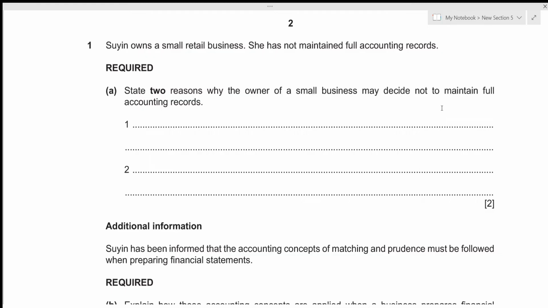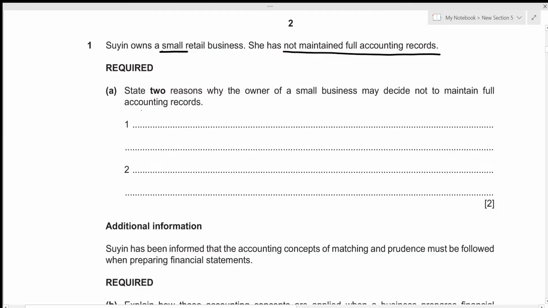Alright, let's get started. So Suin owns a small retail business. She has not maintained full accounting records. So we're talking about a small business here which chooses not to maintain full accounting records. We need to state two reasons why the owner of a small business may decide not to maintain full accounting records. The main thing to remember here is that we're considering a small business. So maybe the business owner may not have enough funds to afford the services of an accountant or accounting software. That's why she chooses not to maintain full accounting records. Or maybe she is content with the information provided by her current accounting records, right? So we already have the two reasons.